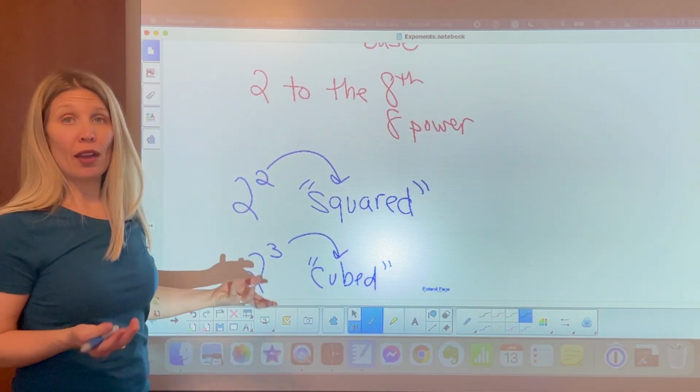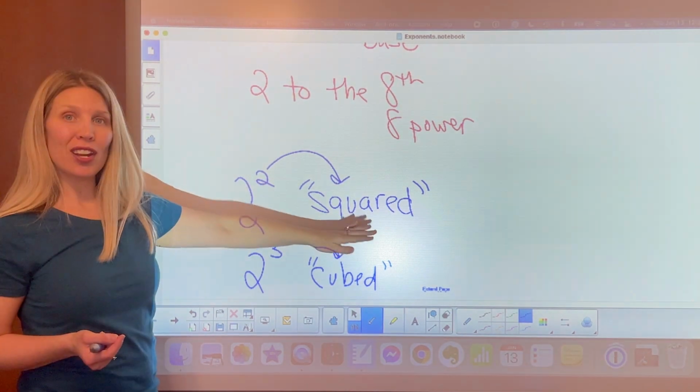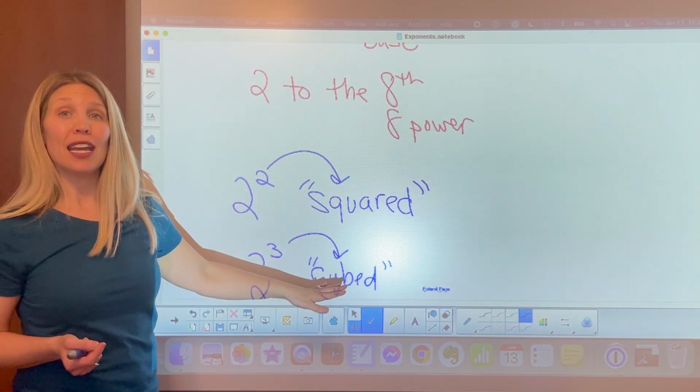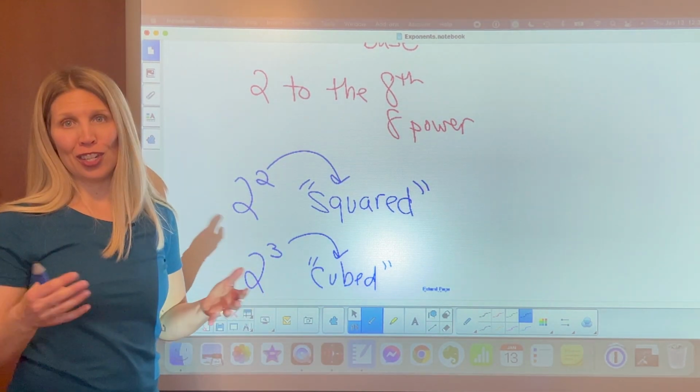But the 2 and the 3 have special names. Anything to the 2nd power is called squared. Anything to the 3rd power is called cubed. For any number after that, you just say the number and say it's to that power.